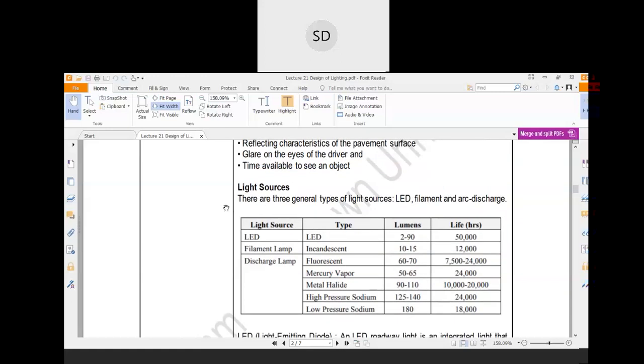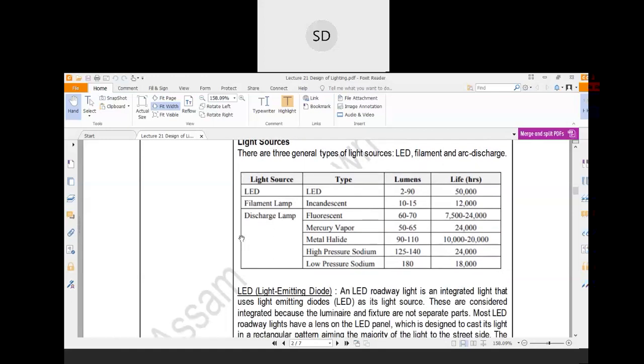Now there are different light sources which are used on the road surface for illumination purposes, and they are basically three types: LED, filament lamp, and discharge lamp. The filament lamp is incandescent, LED is only LED, and in the discharge lamp there are different types like fluorescent, mercury vapor, metal halide, high pressure sodium, and low pressure sodium.